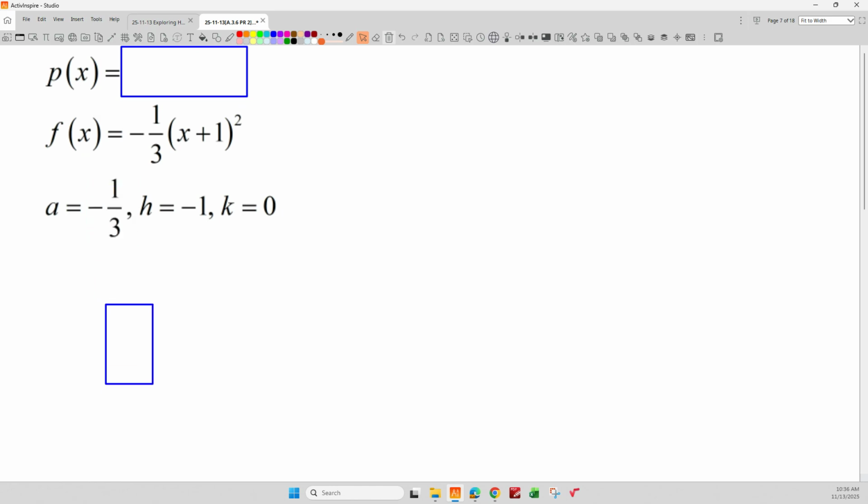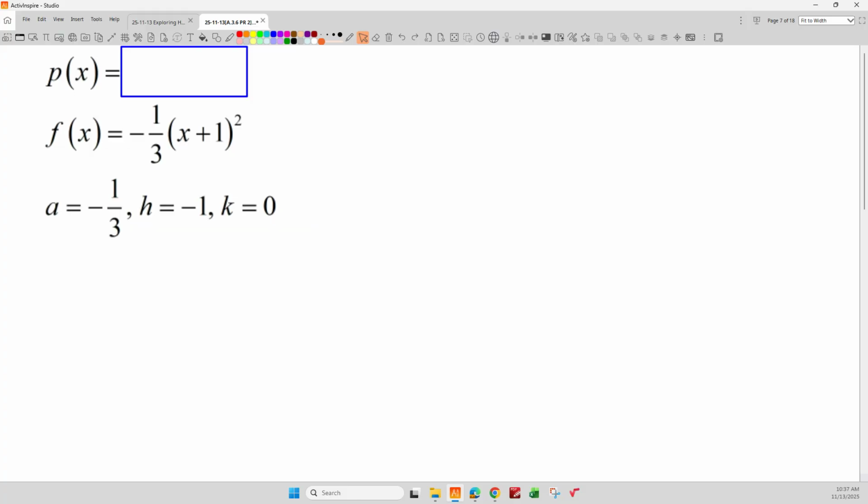Negative 1/3. So what's that tell you about what's happening to the function? Squished and flipped it. So it's been reflected. Okay, good. Can you guys tell me, now, we haven't talked about, what is the parent function, by the way?